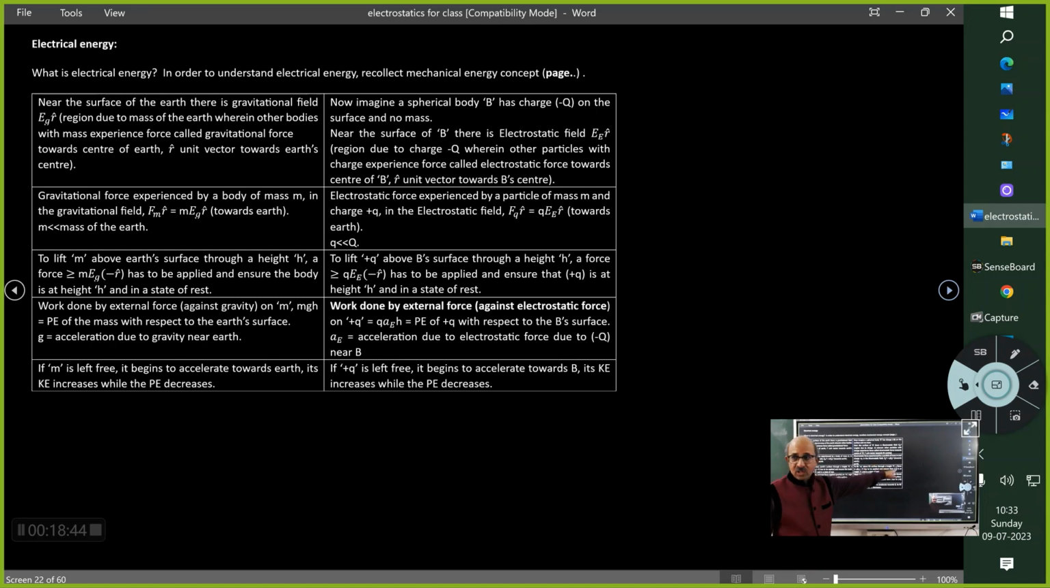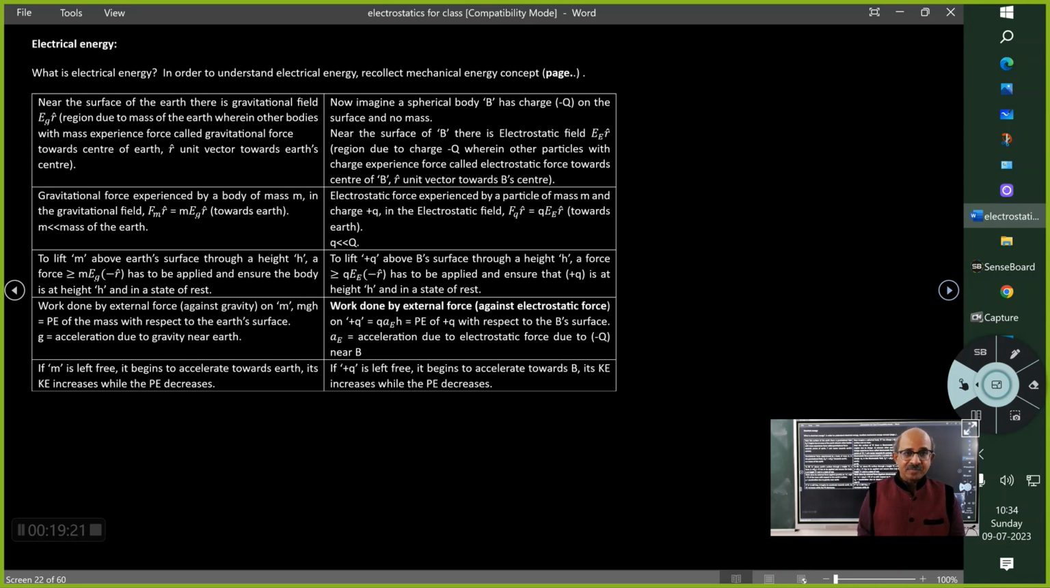Here this charge q experiences electrostatic force. Here the mass m experiences gravitational force. Here also the equation is the same. F_q r cap is equal to q E_e r cap. Here it is F_g r cap is equal to m E_g r cap. Exactly the same, got it? So what is the right side? Electric field. Left side it is gravitational field. Here F_q is electrostatic force. And E_q?